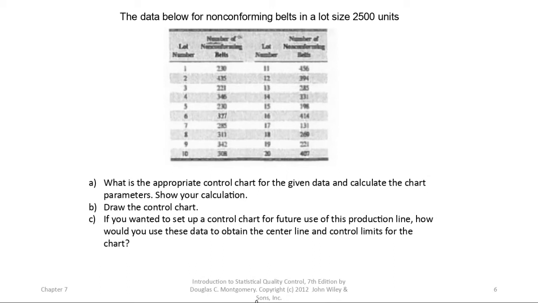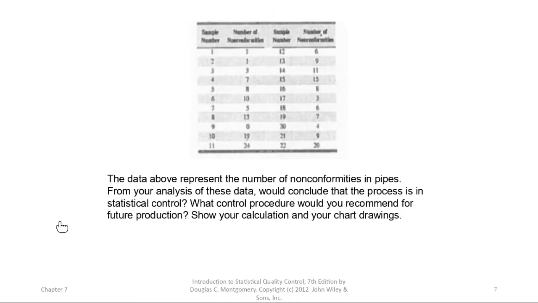Okay, so let's move on to the second example. The second example is the number of nonconformities in the pipes. We have pipes, and nonconformities means defects, and the defects could appear like a scratch or a finishing, or even sometimes the diameter, which can be reworked again.